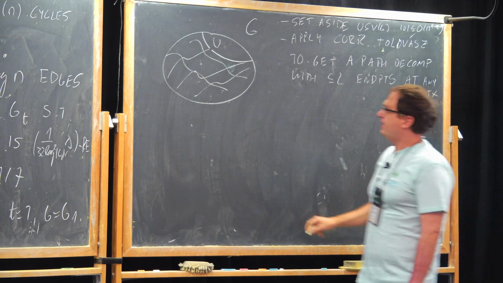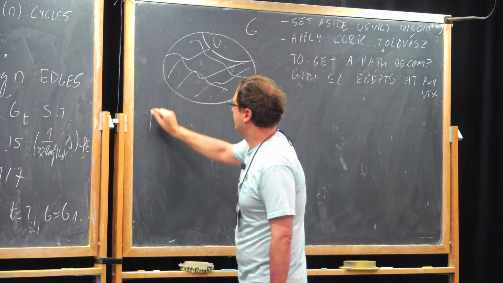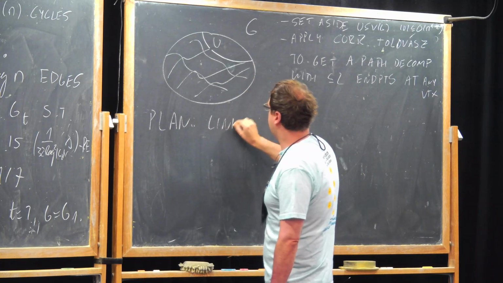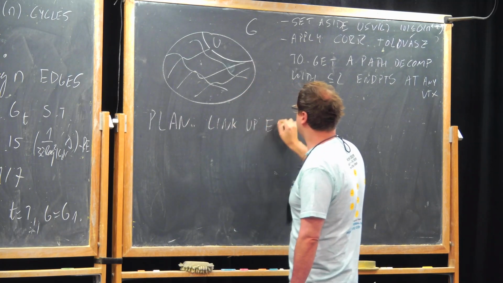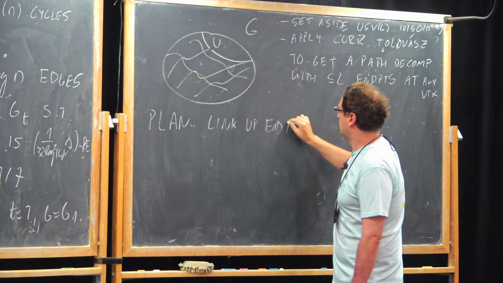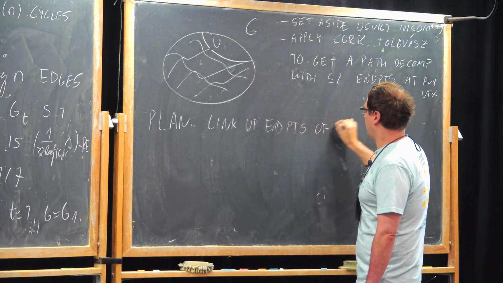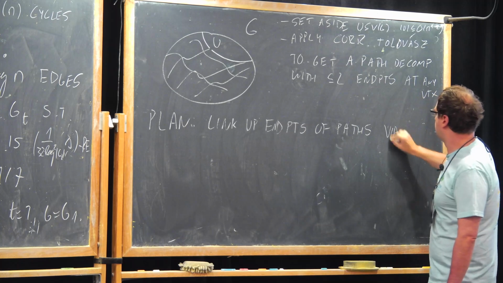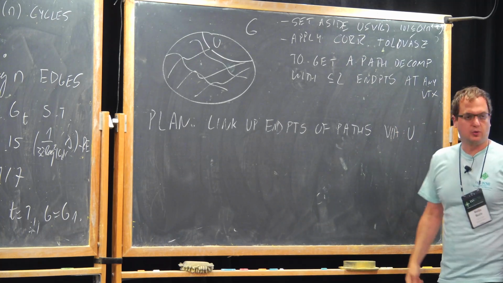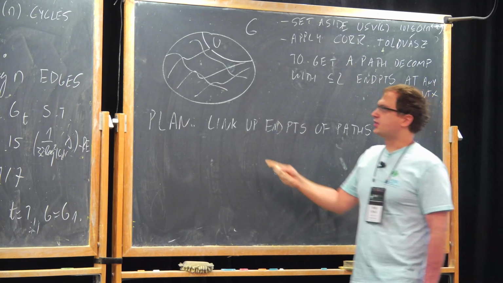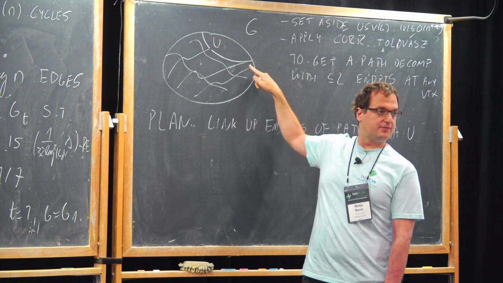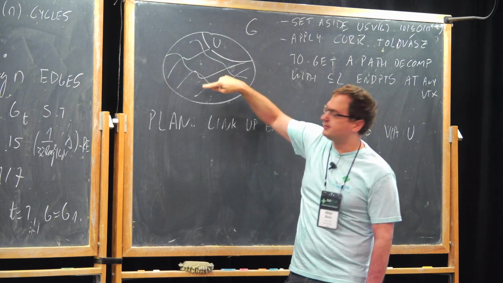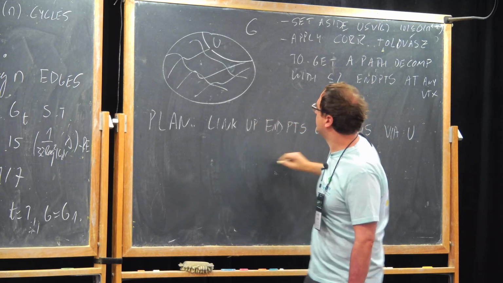Right, and now the plan: link up endpoints of paths via U. So what's the point of U? It makes sure that when you have this path that lived in the complement of U, and you take this short path that lives in U, it doesn't intersect the path here.